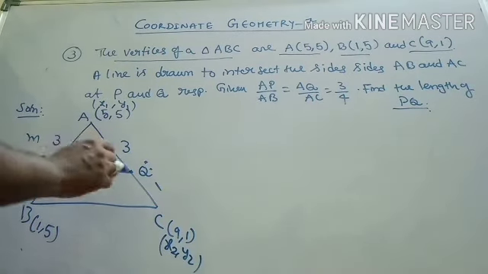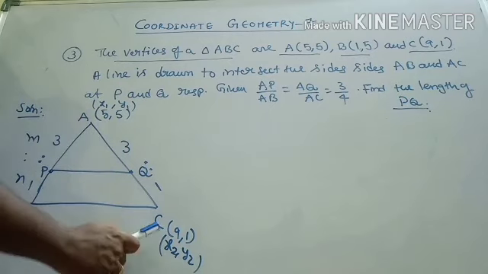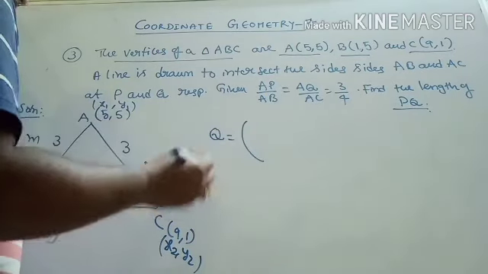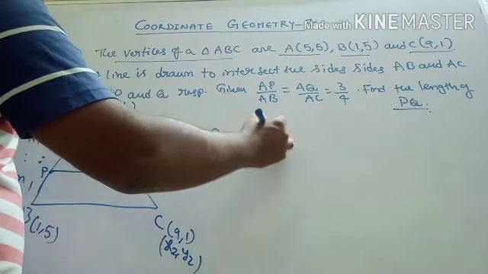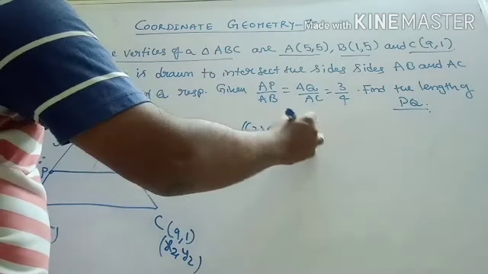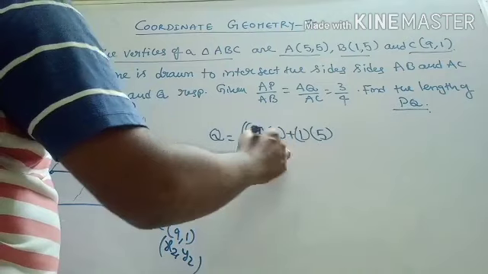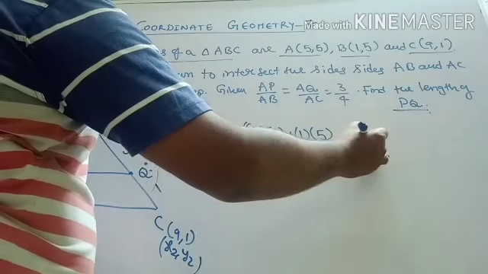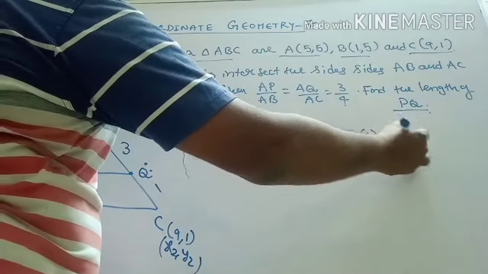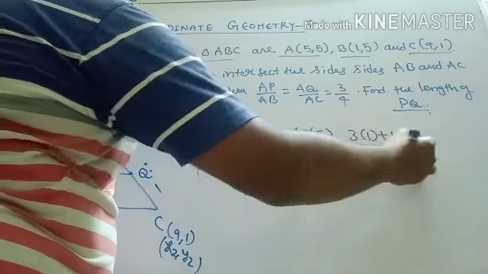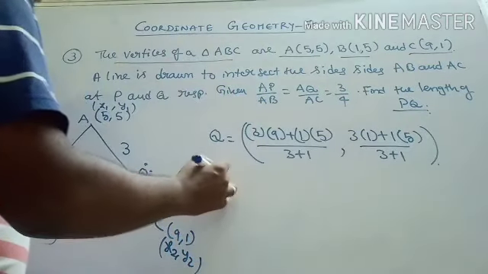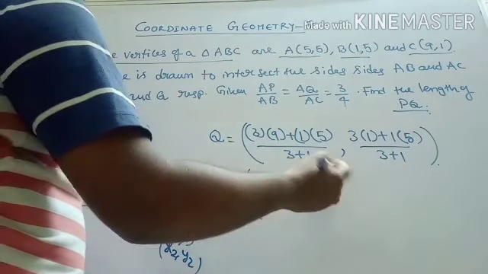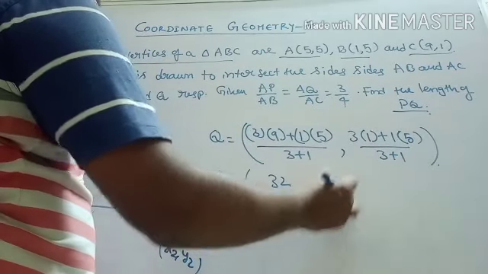Now let us get the coordinates of Q. This is x1, y1 we will treat, and this we treat as x2, y2. Therefore, the coordinates of Q are m into x2, x2 is 9, plus n into x1, this is 1 into 5, divided by 3 plus 1, comma, m into y2 plus n into y1, y1 is 5, divided by 3 plus 1. Now this is equal to 9 times 3 is 27 plus 5, 32 by 4, comma, 3 plus 5, 8 by 4.